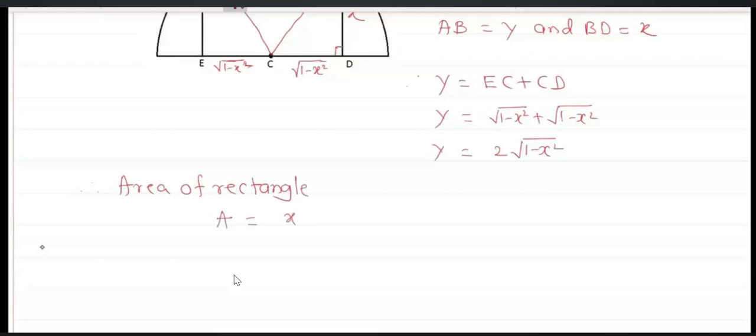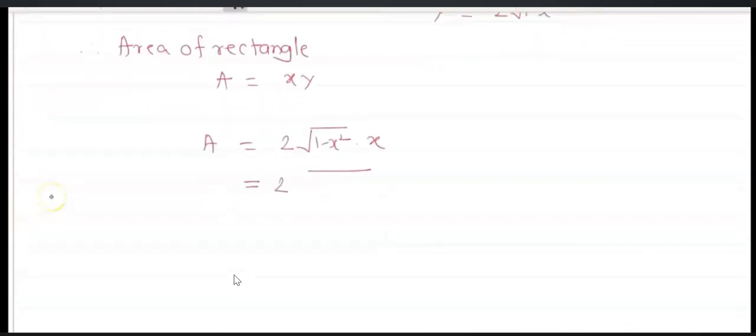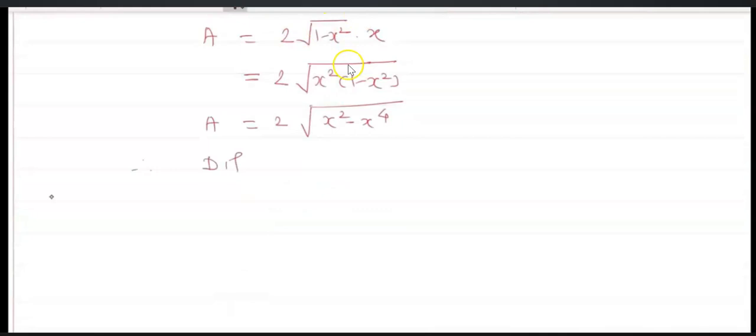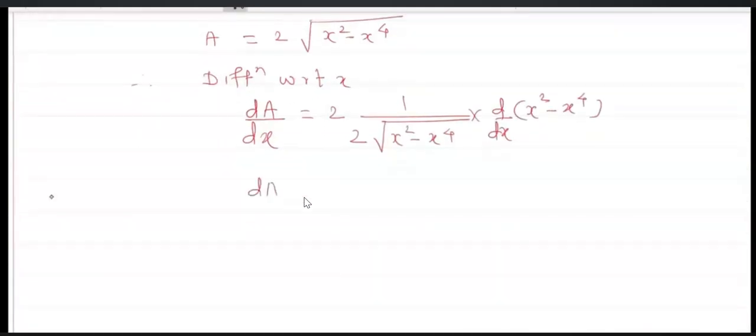Therefore, the area of the rectangle is equal to x into y. Therefore, A is equal to 2 times root of 1 minus x square into x, and that is nothing but A is equal to 2 root of x square into (1 minus x square). That is, A is equal to 2 root of x square minus x raised to 4. Now differentiate this with respect to x. dA upon dx is equal to 2 into 1 upon 2 times root of x square minus x raised to 4 into the derivative of x square minus x raised to 4.